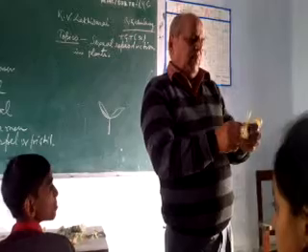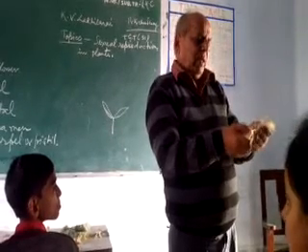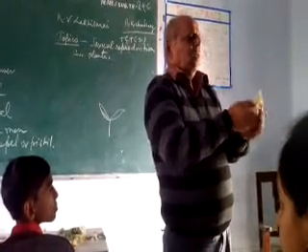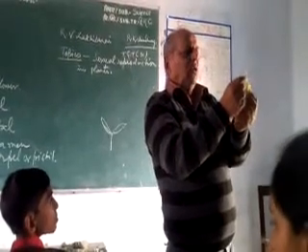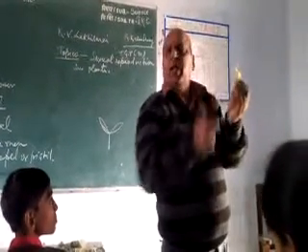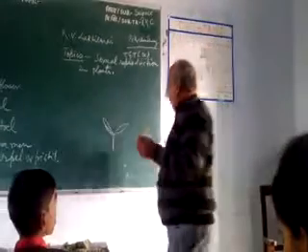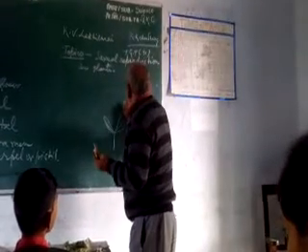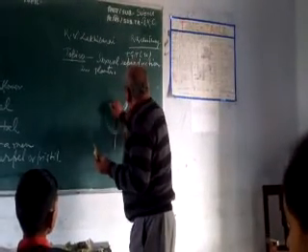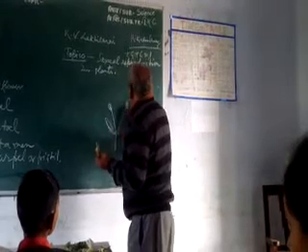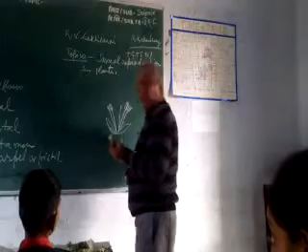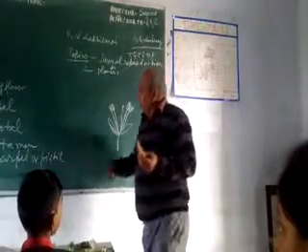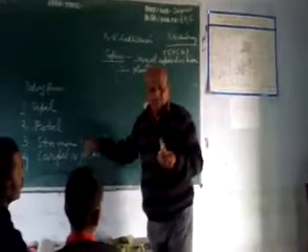there are 5. 1, 2, 3, 4, 5. So 5 in the male part. This is 5 of this one. And this is known as stamen.